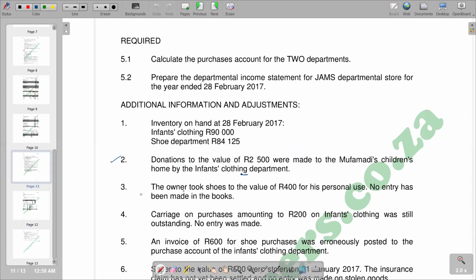In number three, the owner took shoes to the value of 400 rands for his personal use. No entry has been made in the books. So the key that we have there is that they were taken for personal use. If they were taken for personal use, it means they represent drawings. So these drawings are taking place in the shoes department. So it's a reduction again in the shoes department of 400 rands, which we are going to indicate as our drawings.